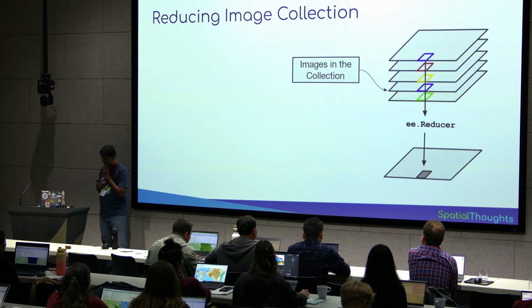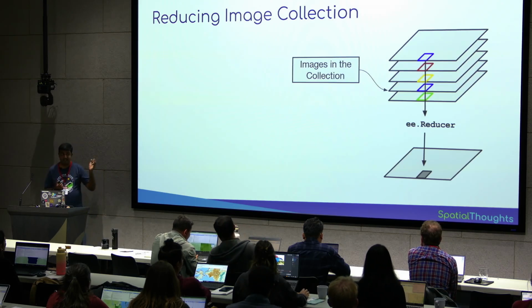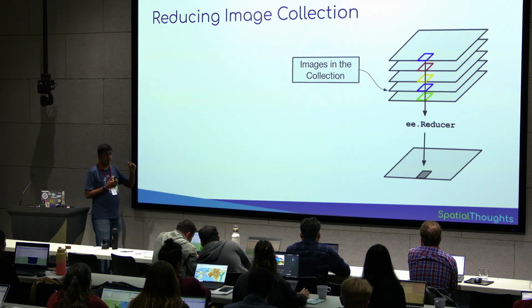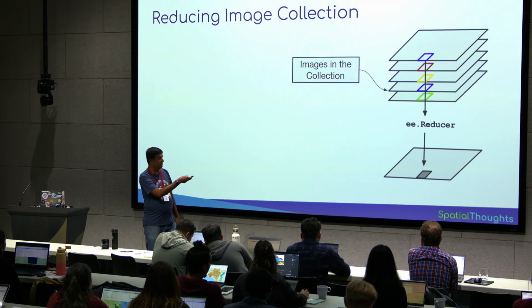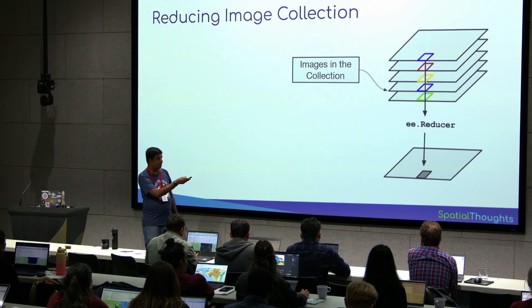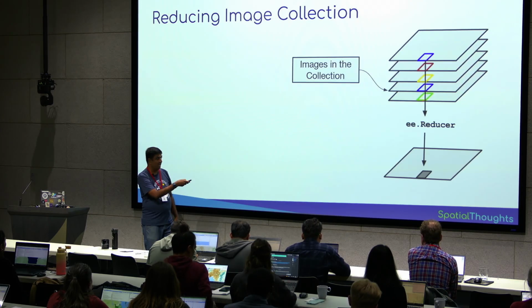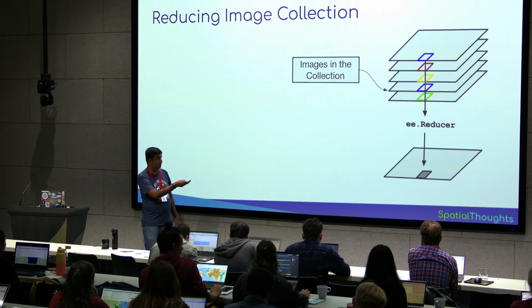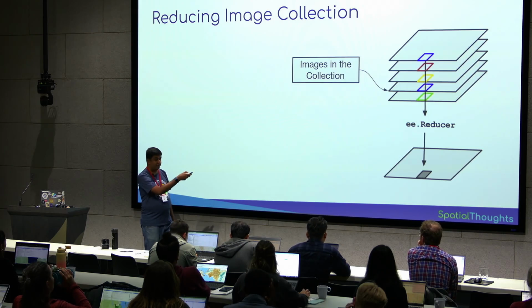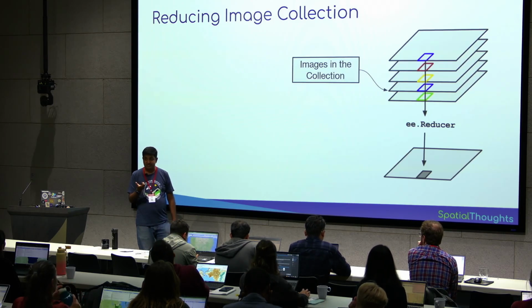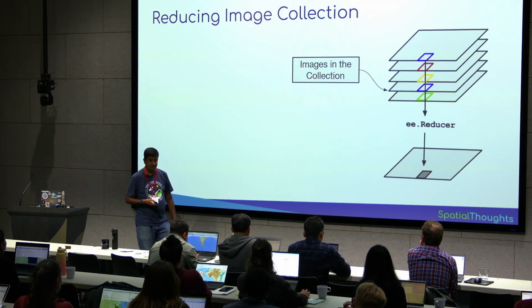Let's see some examples. If you have an image collection, you can say .reduce, and you can give a reducer. The reducer will run at each pixel of the stack of images. And let's say you want to do a median reducer. It'll take all the pixel values at each location, compute the median value, and give you that pixel. And you have a stack of images. When you reduce an image collection, you get an image.